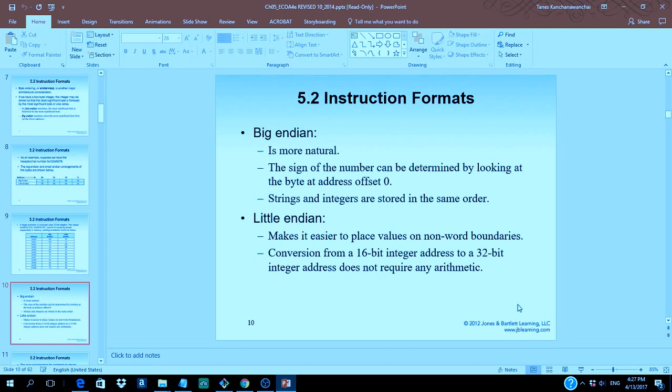It's said big endian is more natural. Yes, when you read, it's easy to read. The sign of the number can be determined by looking at the byte at address offset 0. Strings and integers are stored in the same order. How about little endian? It makes it easier to place value on non-word boundaries.